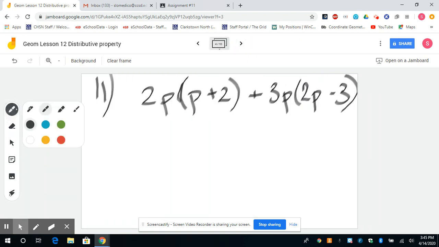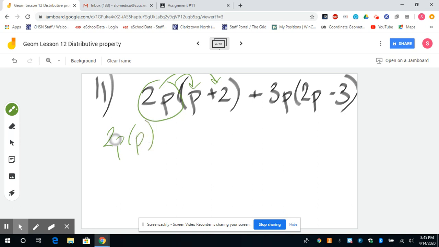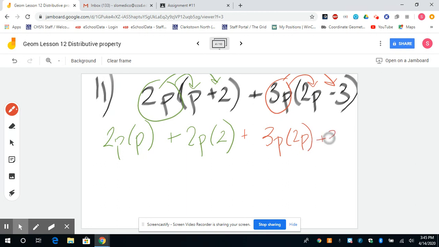Number 11, same idea. We're going to distribute the 2p. So now we just have a coefficient that's 2, and there's a variable. So then our answers are just going to get like, there's going to be more exponents. So we're going to do 2p times p plus 2p times 2. The other side, we're distributing the 3p inside, multiplying, plus 3p times 2p plus 3p times a negative 3. Okay, so make sure you write that down.